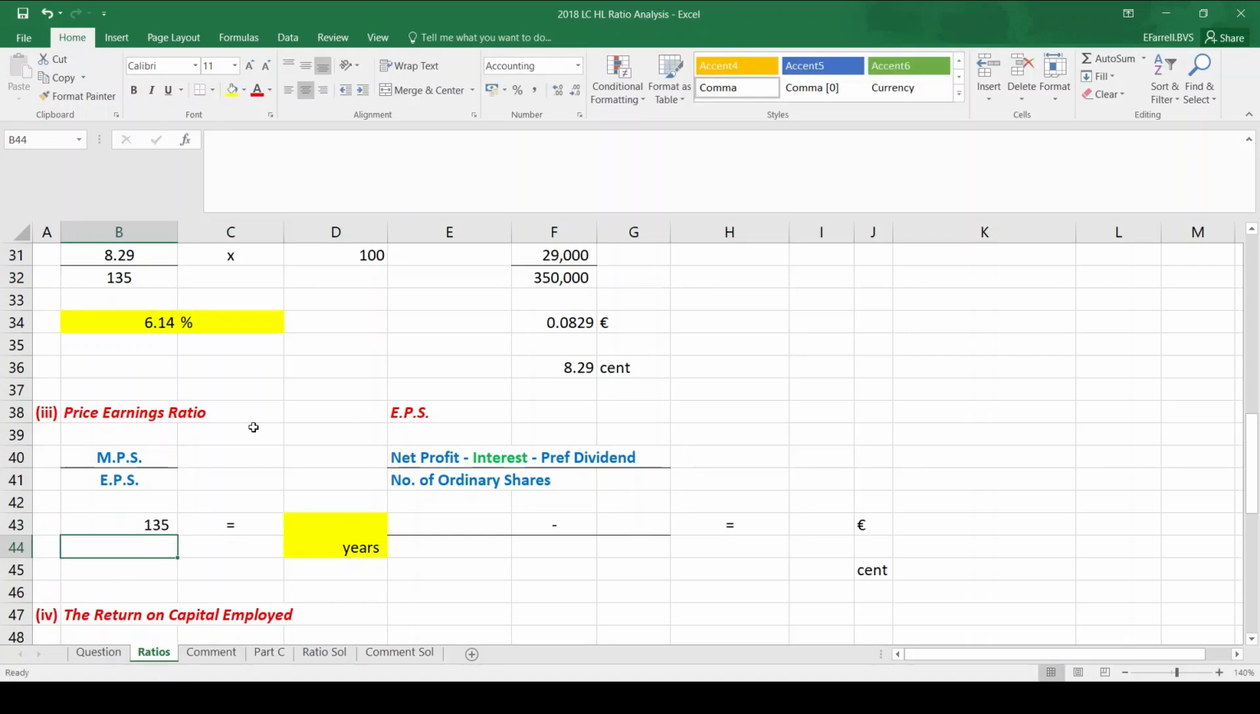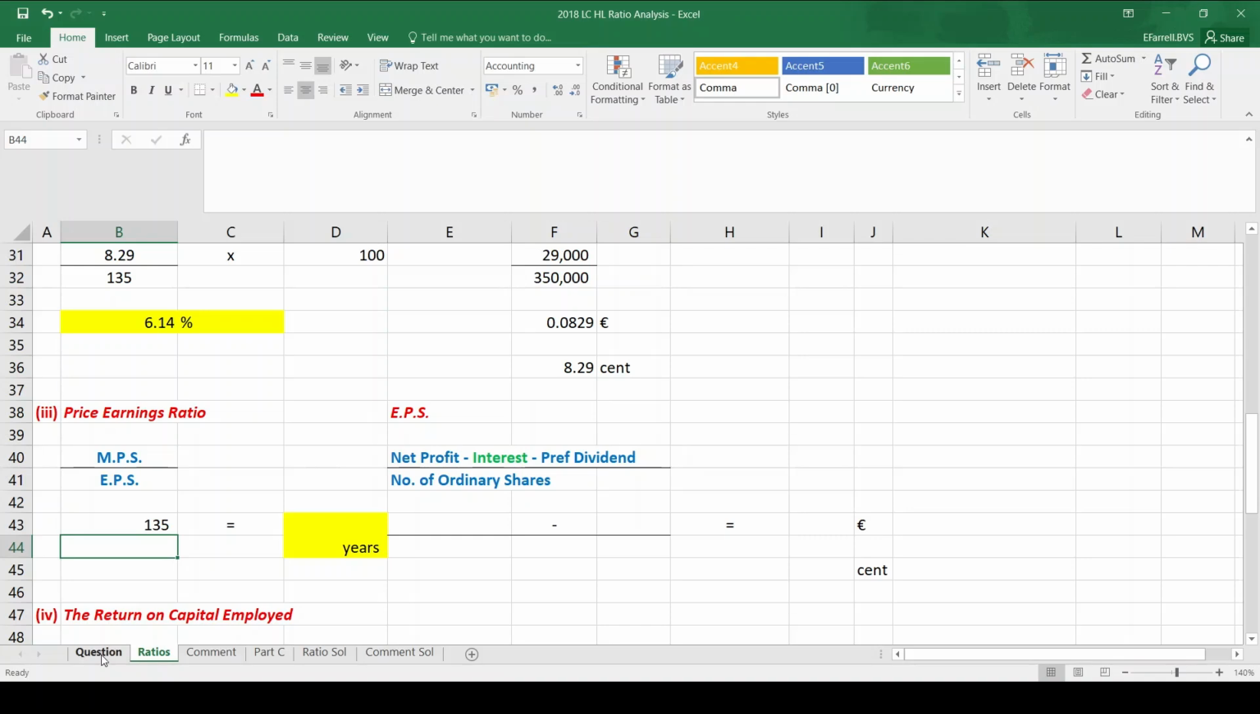Now again, earnings per share is another ratio. So the ratio is net profit less interest less preference dividend over number of ordinary shares. The reason I have less interest in green is that nearly always, the net profit is less interest, but not all of the time. I think the last time it was asked differently was in 2012, and in some mock papers it is. So I just left the formula like this.